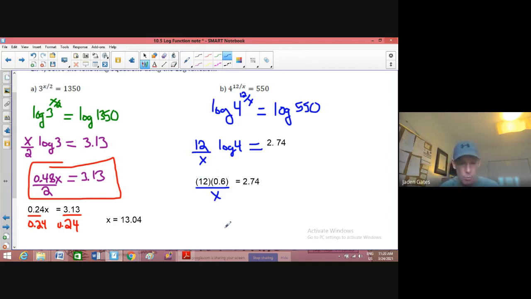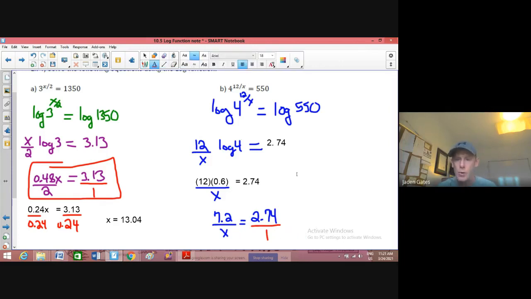12 times 0.6, which is 7.2, divided by x. Again, this is a spot that people struggle with. All about math. But what you don't realize here is I've got a number equaling a fraction. We've had that before, and I'm going to do the same thing I did before. I could have done the same thing over here. I have a number equaling a fraction. Usually it's kind of reversed, right? But what I'm going to do is create a fraction equaling a fraction, because I can cross multiply to solve. So I'm going to have 2.74 times x is equal to 1 times 7.2.